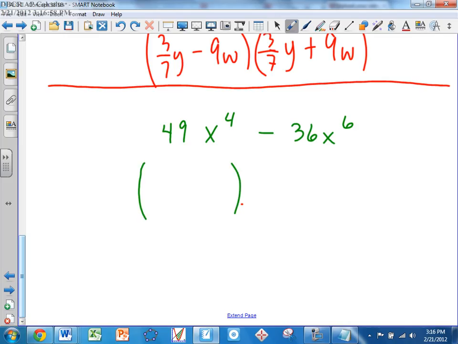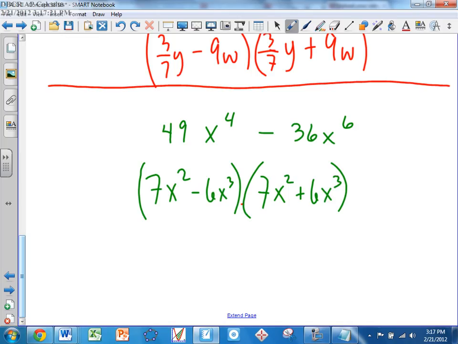7x squared. Why is it x squared? Again, square root of the x to the fourth. Very good. Take a look here. X squared times x squared is what gives you x to the fourth. That's why it's x squared. Minus 6x to the third plus 6x to the third. X to the third times x to the third is x to the sixth.